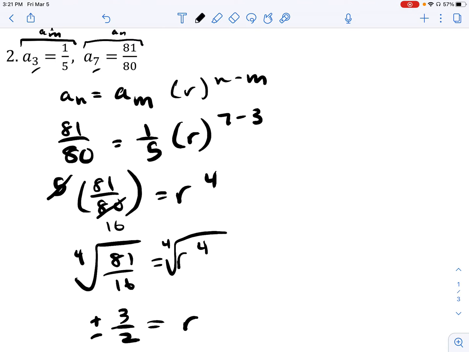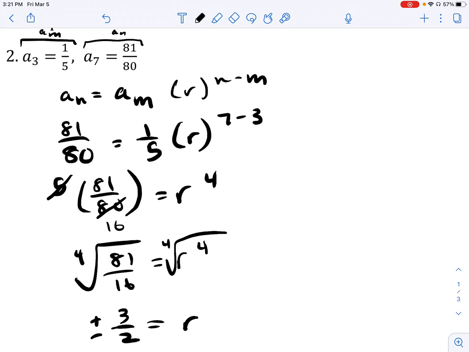I could be multiplying by negative 3 halves. You just can't see it based on the information that's given. So whenever we're taking an even root, we've got to consider the possibility of a negative ratio. So we would say r is equal to plus or minus 3 halves.